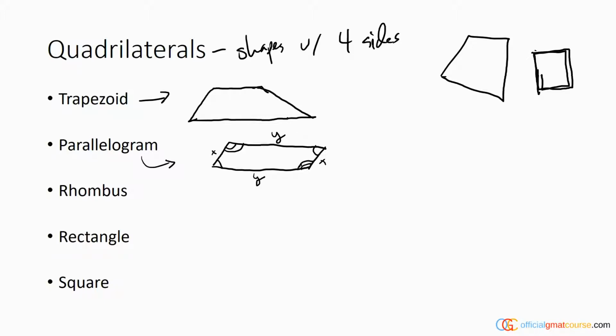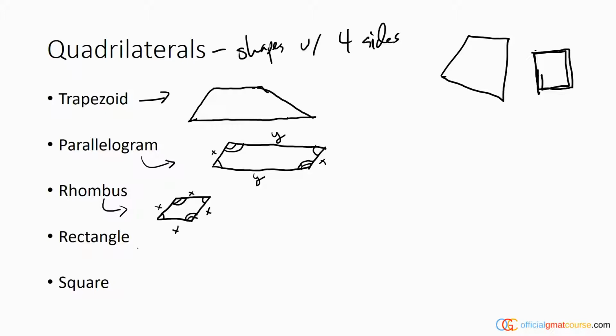A rhombus is basically a square that's been tilted over. So a rhombus, all the sides are the same size, and you have two pairs of angles that are equivalent. So this angle and this angle are equivalent, and this angle and this angle are equivalent, and all the sides would be the same size.